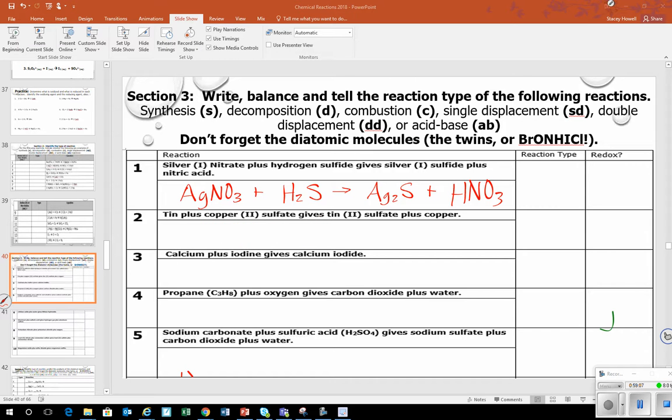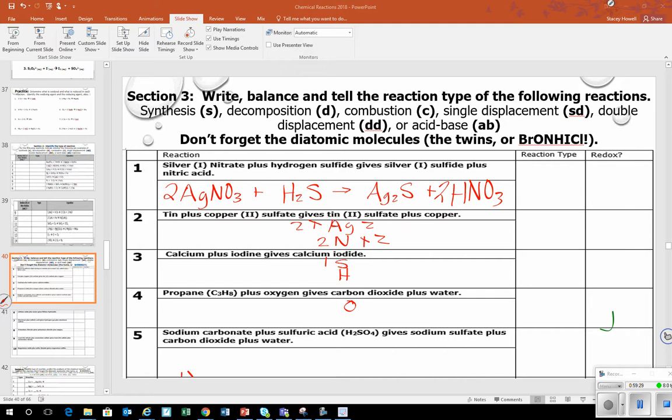I got to erase that. Now I got to balance it. So Ag, N, S, H, and O. Silver: 1, 2, so I need to put 2 here. Nitrogen, I now have 2 and I have 1, so I'll put a 2 here.